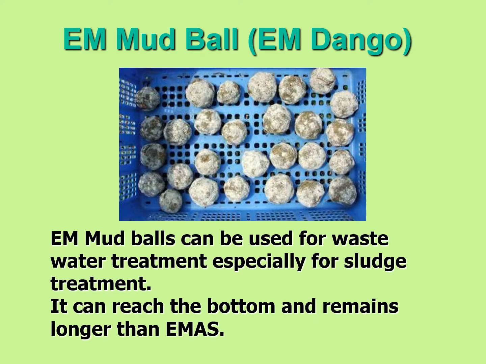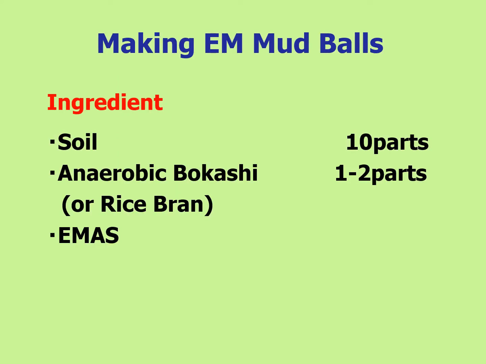EM mothball. EM mothballs can be used for wastewater treatment, especially for sludge treatment. They can reach the bottom and remain longer than EMAS. Making EM mothballs. Ingredients are soil, anaerobic Bokashi or rice bran, and EMAS. 10 parts of soil and 1 to 2 parts of anaerobic Bokashi plus EMAS.